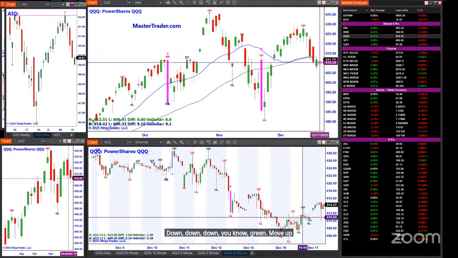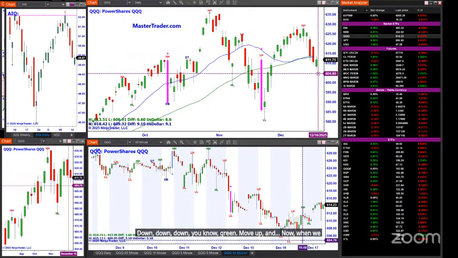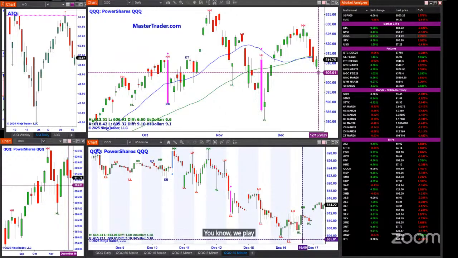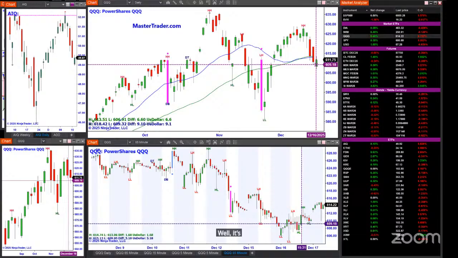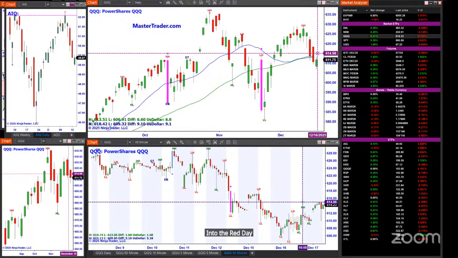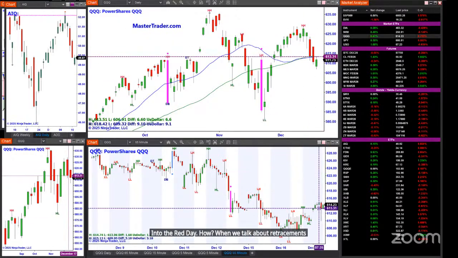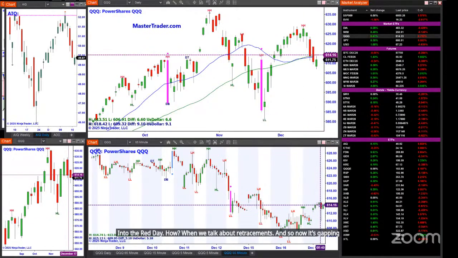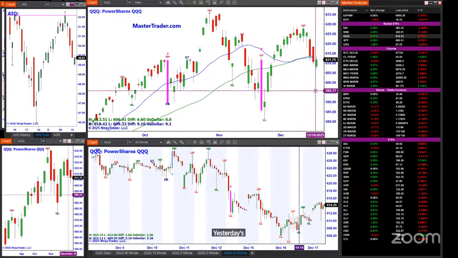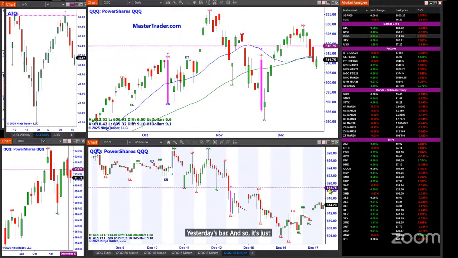And when we look at an up day after down days, we call it bar by bar analysis. Well, it's a green day. How far did it penetrate into the red day? When we talk about retracements. And so now it's gapping up, more or less to just above the high of yesterday's bar. And so it's just the beginnings of a turning process.